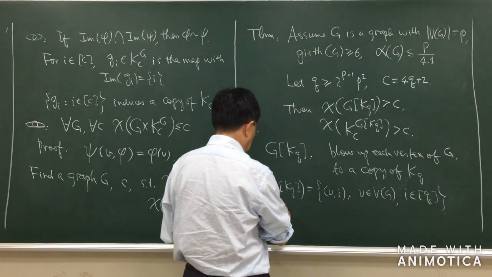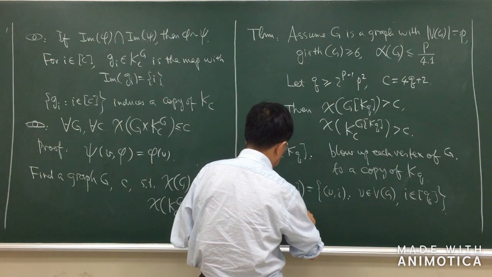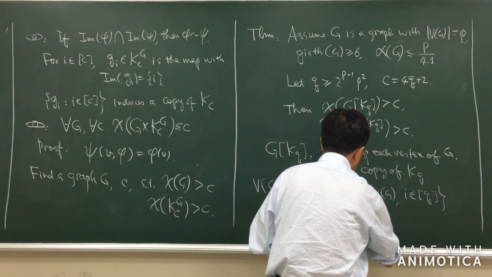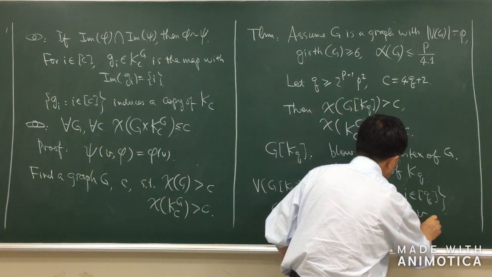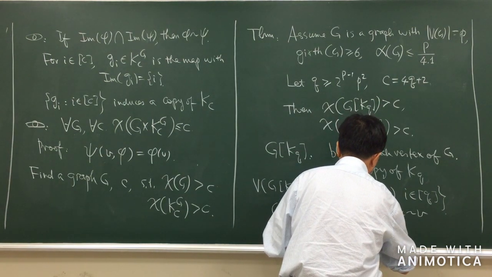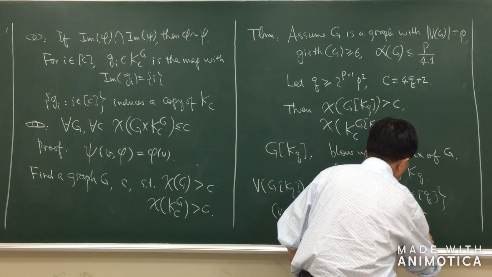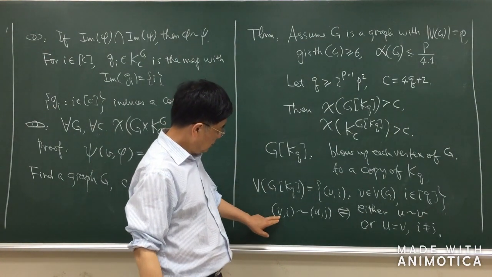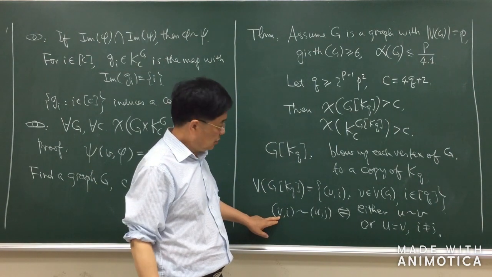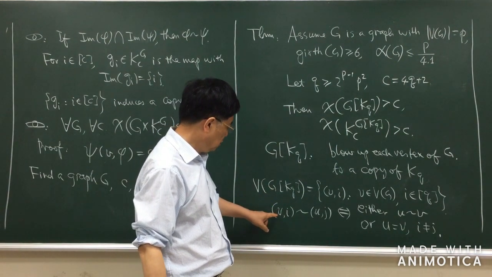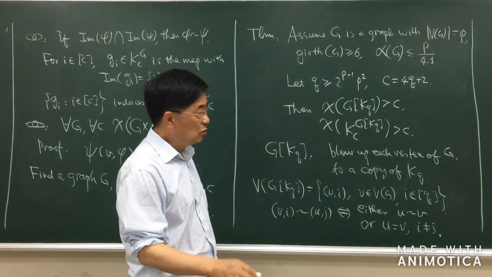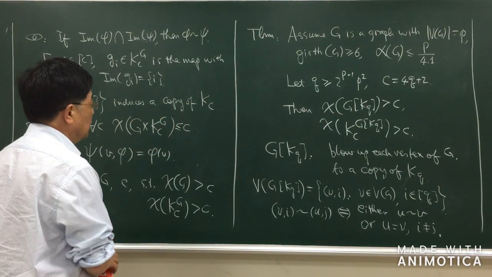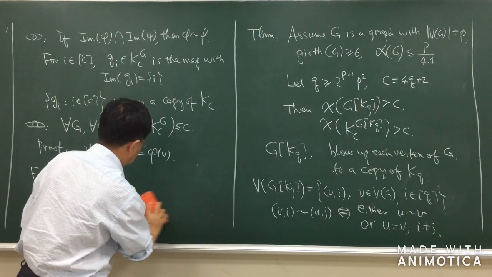And (v, i) is adjacent to (u, j) if and only if either u is adjacent to v, or u is equal to v and i is not j. So if you look at a single vertex v, then i goes over all the integers in [q], and you get a copy of K_q. If u and v are adjacent, they are completely adjacent between these two copies of K_q. So this is the lexicographic product of these two graphs. Okay, so we're going to prove this theorem. Once this is proved, then we are done.